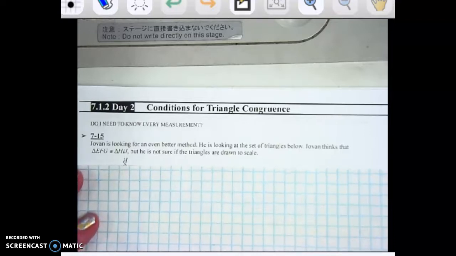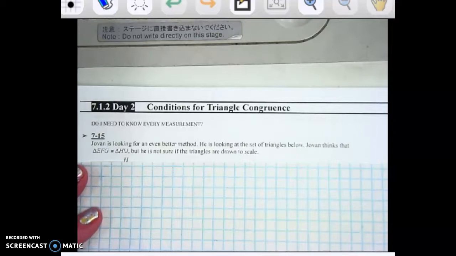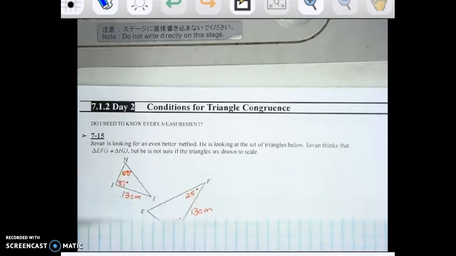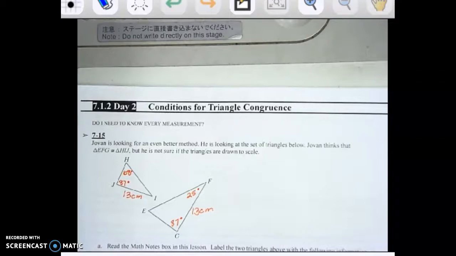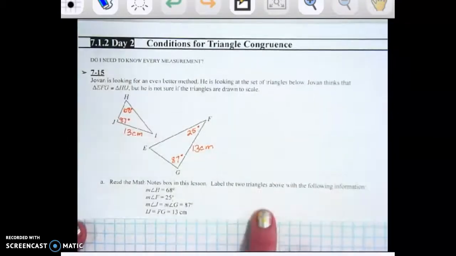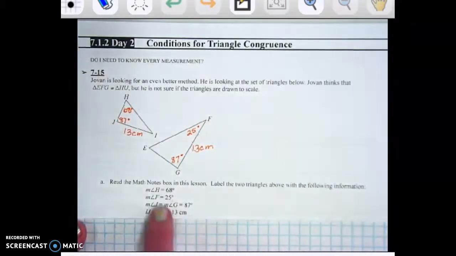So question 15 says, Jovan is looking for an even better method. He is looking at the set of triangles below. Jovan thinks that triangle EFG is congruent to triangle HIJ, but he is not sure if the triangles are drawn to scale. The first thing you're going to do is take this information and label the 2 triangles above with the following information.